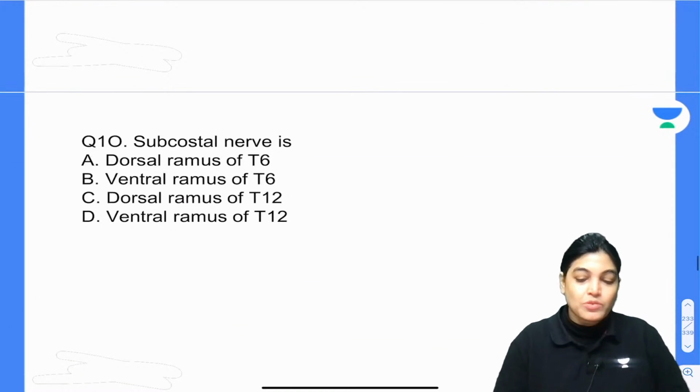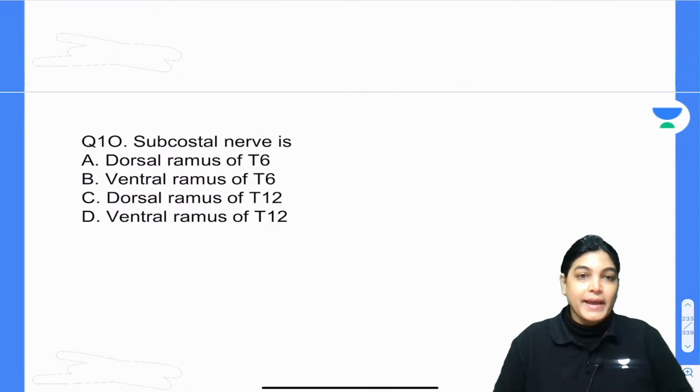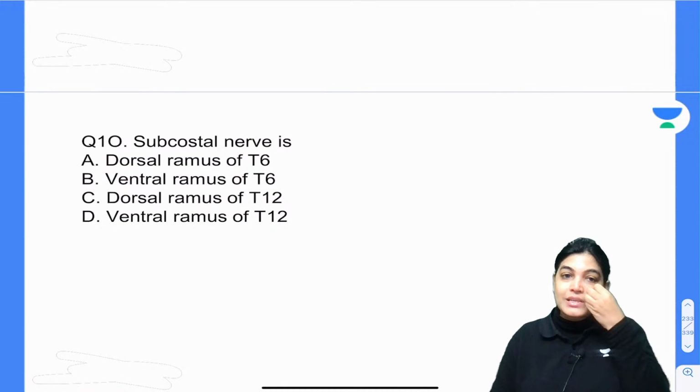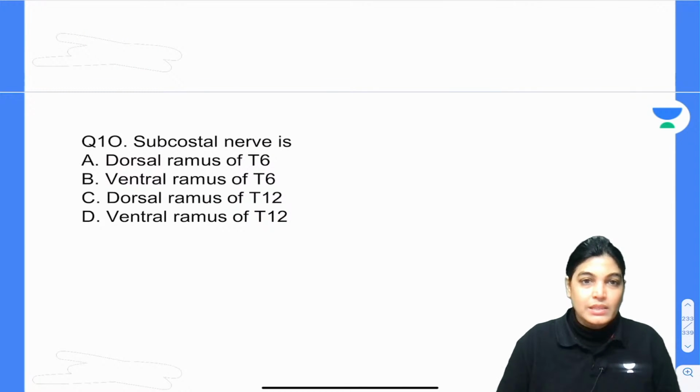So let's talk about question number 10. Direct MCQ. The subcostal nerve is: dorsal ramus of T6, ventral ramus of T6, dorsal ramus of T12, or ventral ramus of T12. According to you, which is the correct answer? The subcostal nerve is.